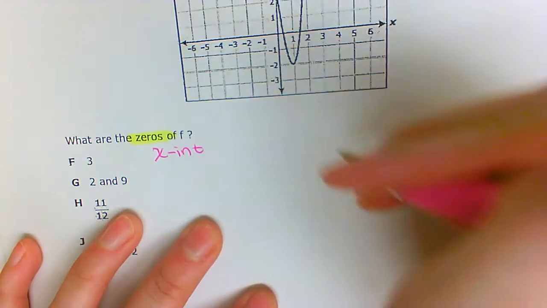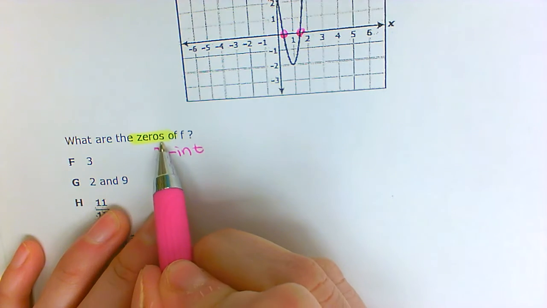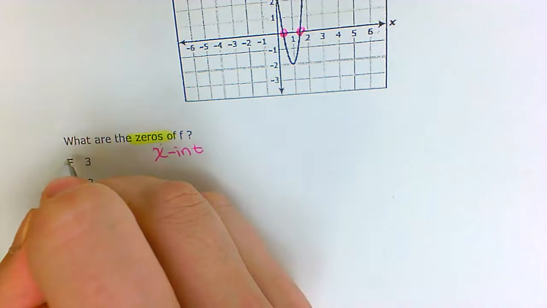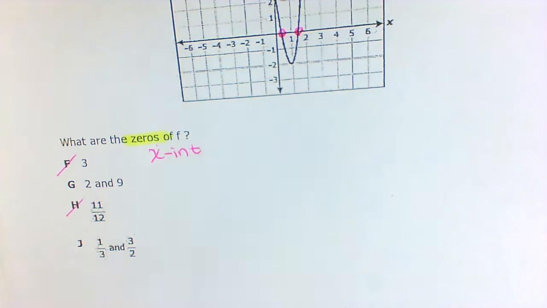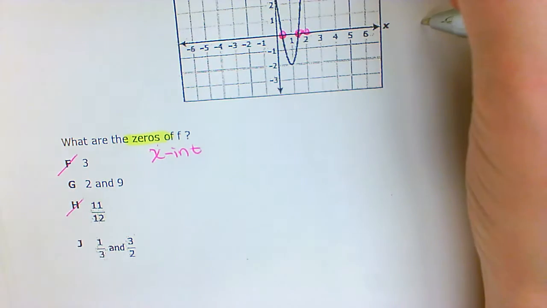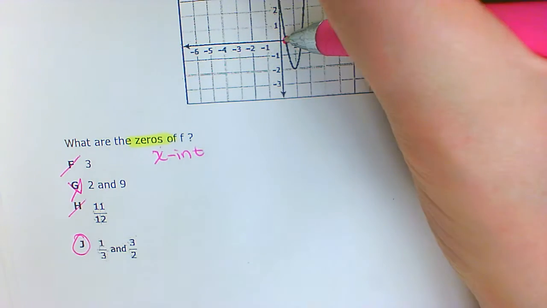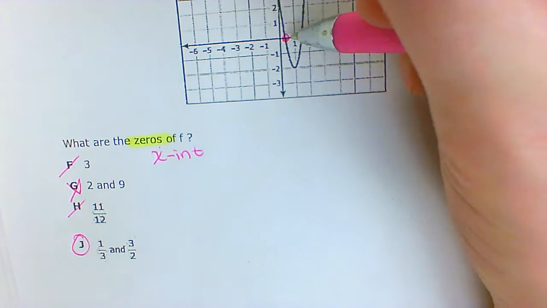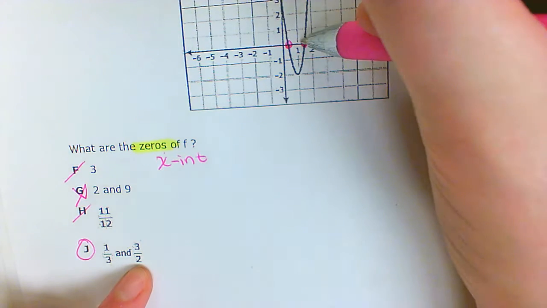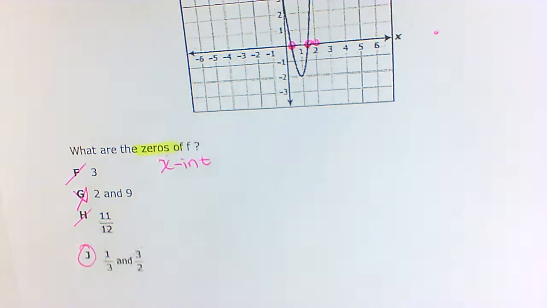Now, when you're looking at this picture, we've got two x-intercepts, and they said zeros. So we've got two of them. It can't be F and it can't be H. Now, looking at G, that one says 2 and 9, which would be way over here. So that doesn't make any sense. If you're at 1/3, that means you're between 0 and 1. When you're at 2/3, that's 1 1/2. Well, that one does look like it fits. So it would be answer choice J.